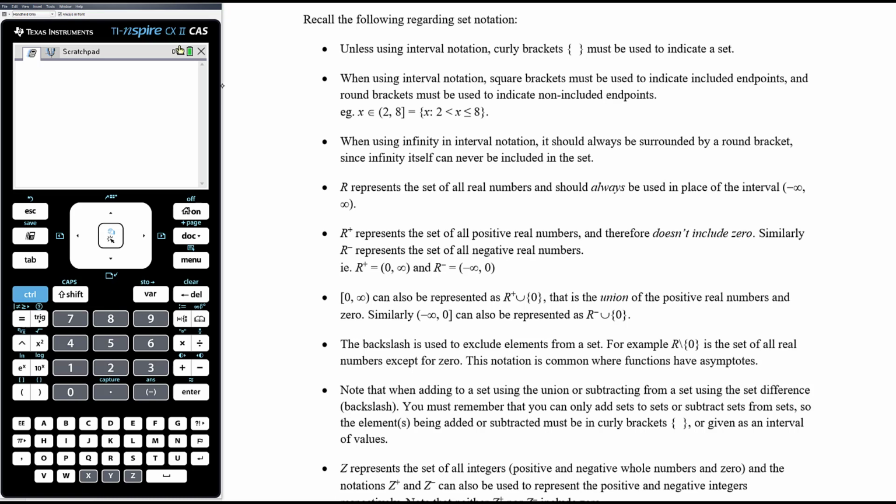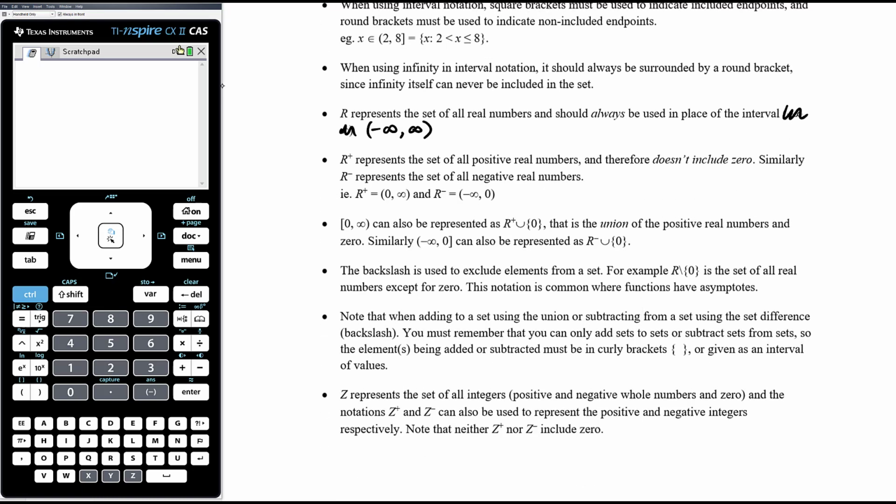R represents the set of all real numbers and should always be used in place of the interval negative infinity to infinity. Sorry, that's awkward on separate lines. Let me just write that on the one line. It should always be used in place of writing negative infinity to infinity. If you're ever tempted to write that, it should be R.